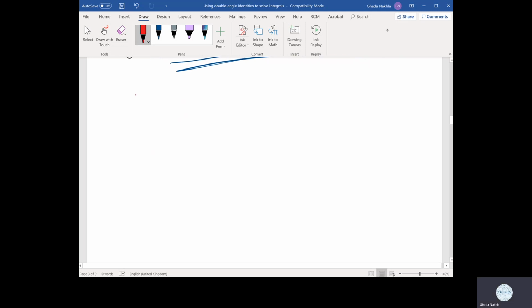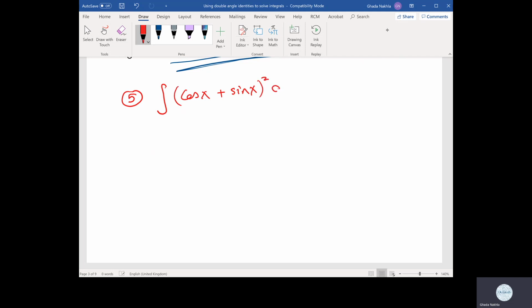I think we're on 5 at the moment, and it's cos x plus sine x all squared dx. I'm integrating a bracket of cos x plus sine x all squared. Excuse me. Now this is the same as having 2 brackets, cos x plus sine x multiplied by cos x plus sine x.